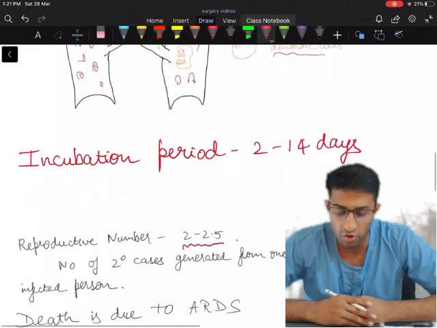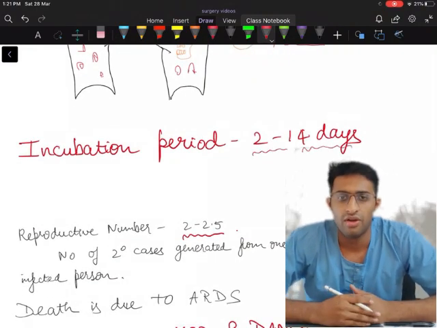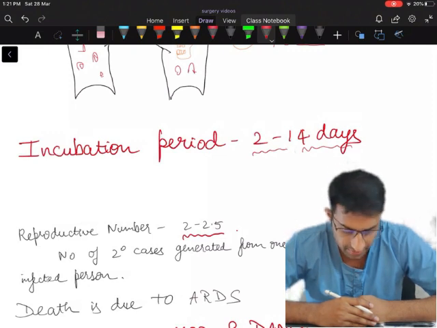The incubation period for COVID-19 is 2 to 14 days. That is the reason why, when patients come from other countries or are suspected of coronavirus, they need to be home quarantined for a minimum of 14 days.